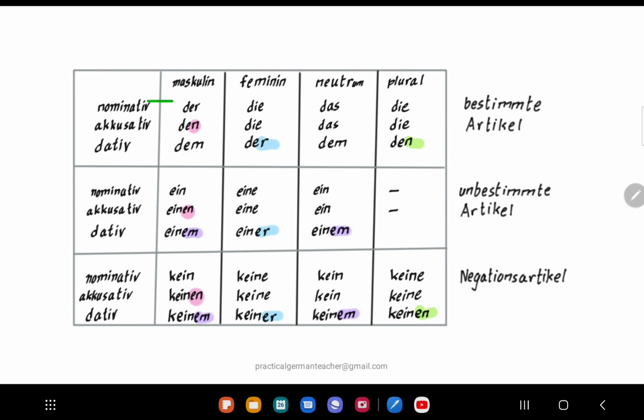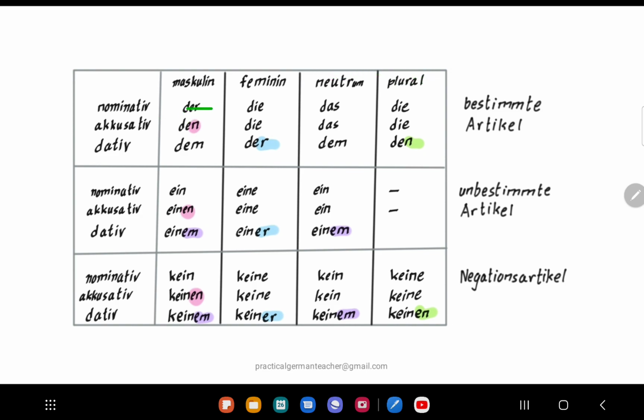So let's look at the first part. There are three parts to this table. In this table, you have three rows: nominative, accusative, dative. They tell you which case it is. Then you look at masculine, feminine, neutrum, and plural. They tell you what kind of article it is. Masculine, you know; feminine, you know; neutrum, you know; plural is anything when it is more than one.